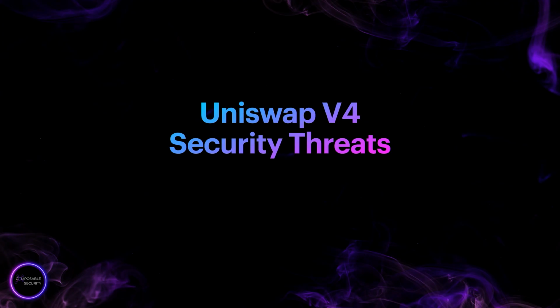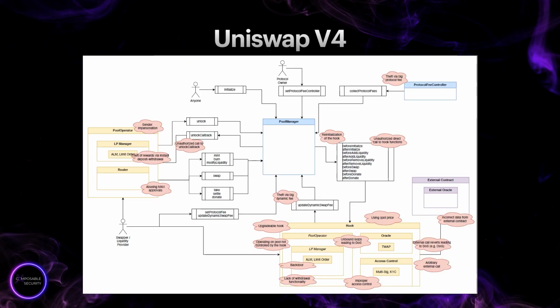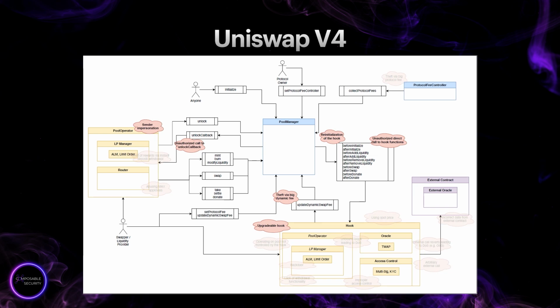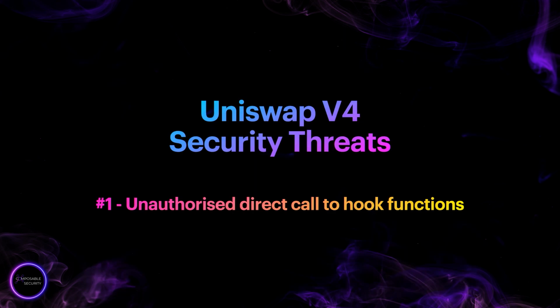So let's move on to the meat, security threats. We have identified on our diagram some security threats, but I'm going to focus on 6 of them. And we'll start with a very simple one, which is a lack of access control on hook contract.